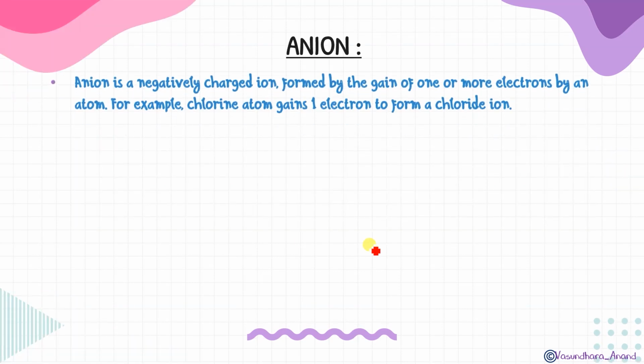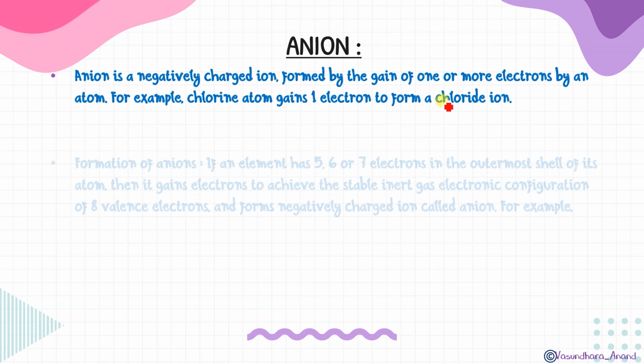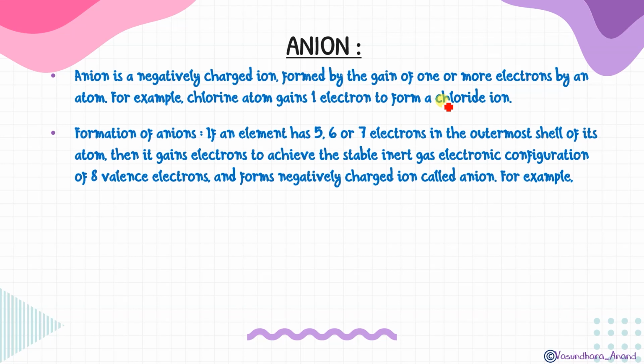Now anion. Anions are negatively charged ions formed by gain of 1 or more electrons by an atom. For example, a chlorine atom gains 1 electron to form chloride. If an element has 5, 6 or 7 electrons in the outermost shell, it will gain electrons. Similarly, chlorine has the configuration 2, 8, 7. It has two options. Either it gains 1 electron to convert into 2, 8, 8.